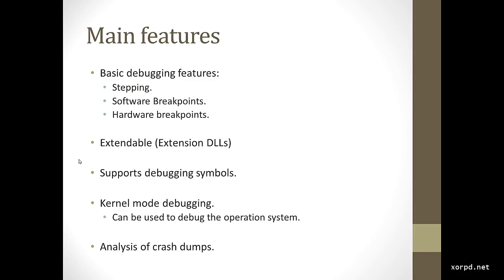WinDbg supports kernel mode debugging, which means that WinDbg could be used to debug the operating system itself. You could, for example, run another operating system on another computer, or maybe inside a virtual machine, and use WinDbg to debug the other operating system. WinDbg also offers the feature of analysis of crash dumps. If you have a blue screen of death, you can take the resulting crash dump and analyze it using WinDbg.